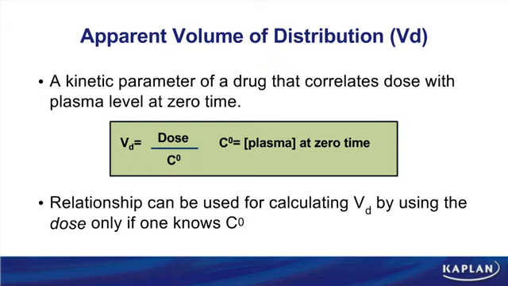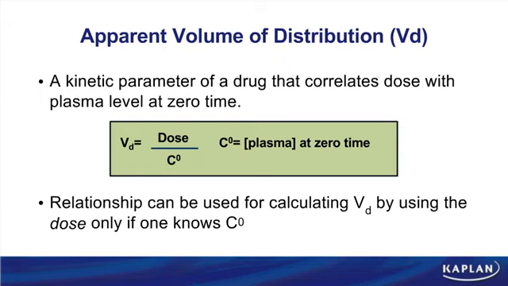But let's think about it for a moment. What does the equation really tell us? It tells us that volume of distribution and plasma concentration are inversely proportional. Do you see that? They're inversely proportional. So if I give a certain dose of a drug, and most of that dose stays in the plasma, if my C0 is a higher number, that means my volume of distribution is going to be a lower number. So higher levels in the plasma are going to mean a lower volume of distribution.